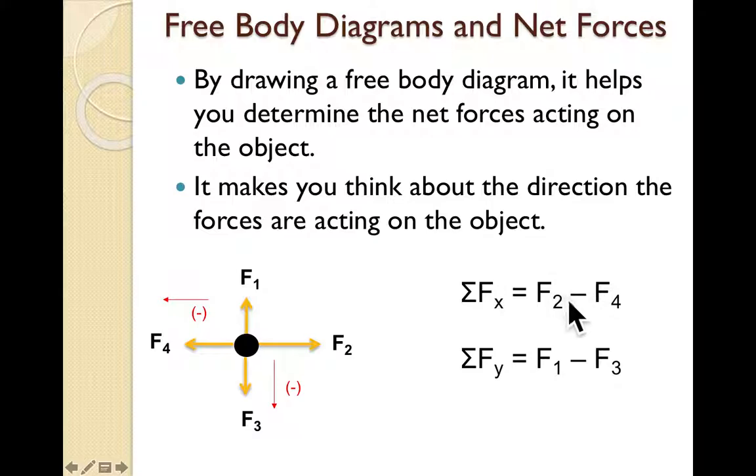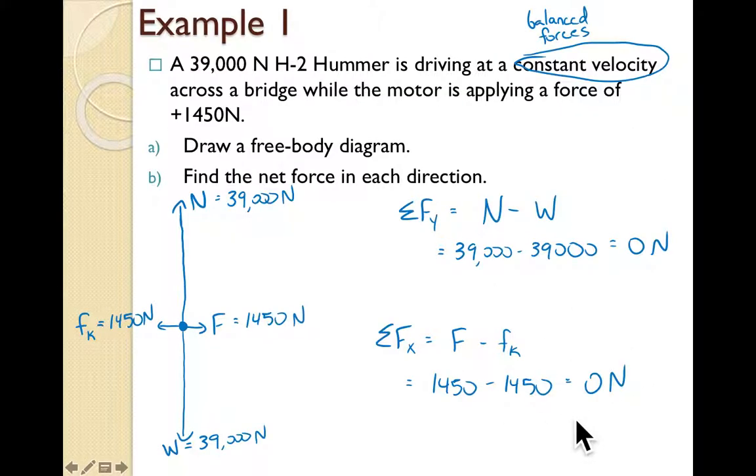In this case, the sum of the forces in the x direction, the side-to-side direction, would be F2 plus F4. And since F4 takes on a negative value, this is shown as a subtraction. Then in the y direction, F3 is negative. So F1 plus F3 actually becomes F1 minus F3.